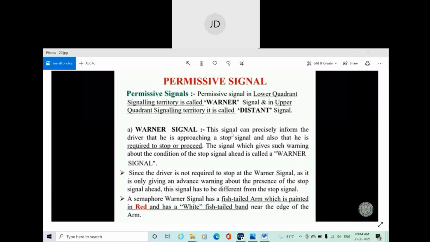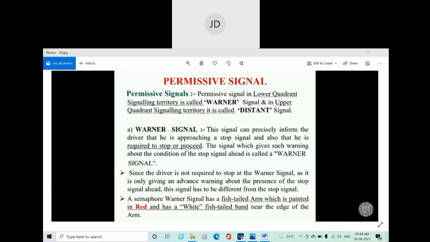So the warner signal can precisely inform the loco pilot. We are not going to use the term driver, because nowadays the technical word is loco pilot. I also advise you not to use the word driver. Use loco pilot. So this signal can precisely inform the loco pilot that he is approaching a stop signal, and also that he is required to stop or proceed.